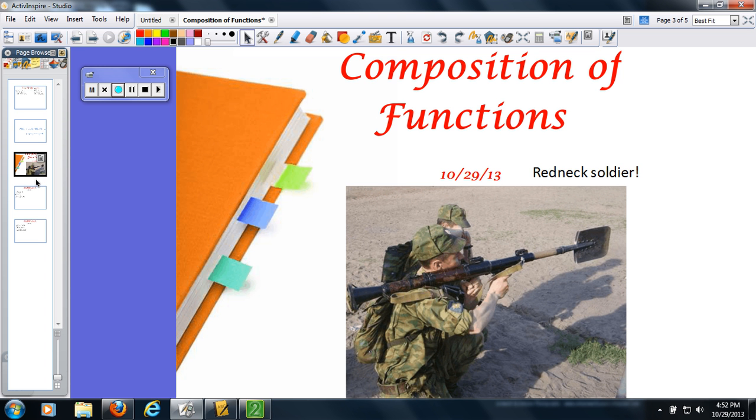We've been working on functions, function notation. Yesterday we did function operations, so subtracting, adding, multiplying. And today we're going to get into what we call composition of functions. Now, really the most difficult part about this is the way the problems are written. Sometimes it can be confusing.